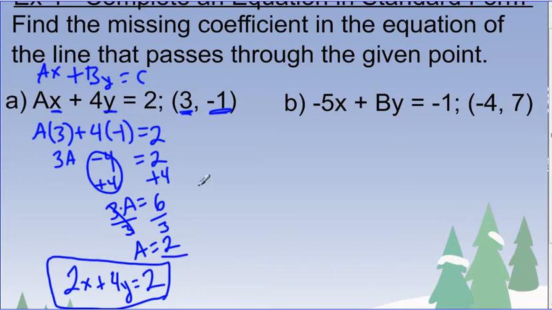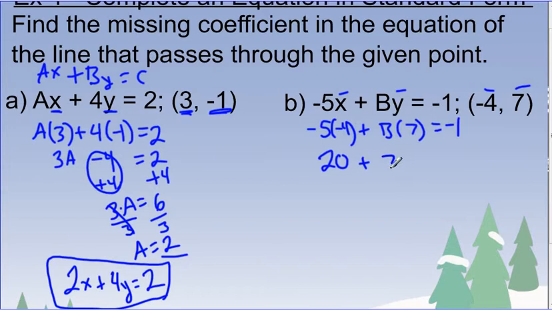Let's do letter B. Same deal. I'm going to plug in x and y for x and y. So this is going to be negative 5 times negative 4 plus b times 7 equals negative 1. Let's simplify this. A negative 5 times negative 4 is 20, plus 7 times b is 7b. Alright, we've got ourselves an equation with 1 variable, which is vitally important. 1 variable. Now we can solve.